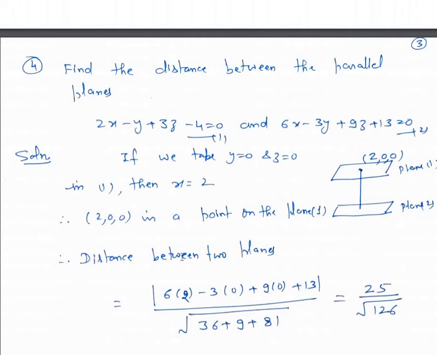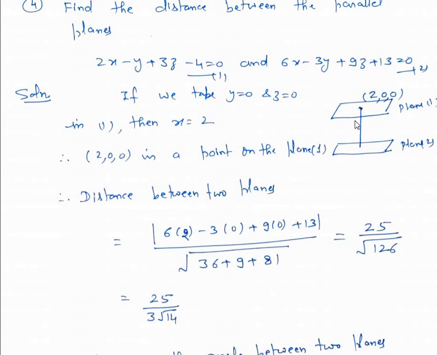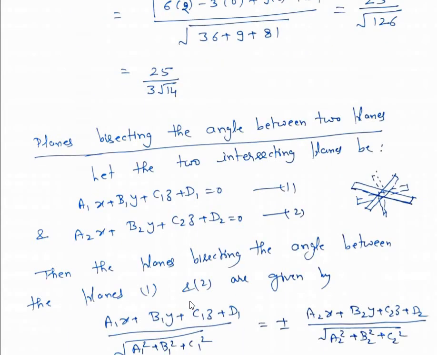Okay. And now you find out distance of this point 2, 0, 0 from this plane by using the formula discussed earlier. So therefore distance between these two planes is 6 into 2 minus 3 into 0 plus 9 into 0 plus 13 upon under root of 6 square plus minus 3 square plus 9 square, which comes out to be 25 upon under root of 126, which is 25 upon 3 root 14.